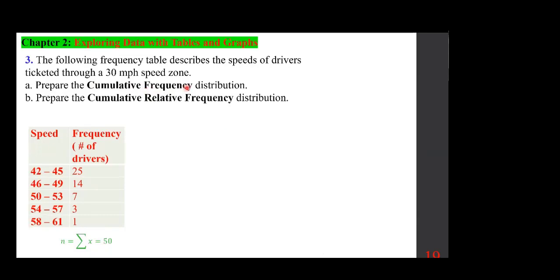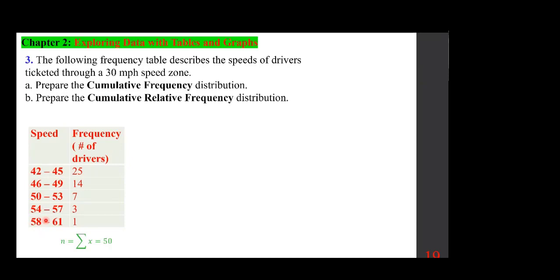Therefore, the first class remains unchanged. 42 to 45 is 25. But what happens is that all the lower limits, this is one way, and this is probably the best way, all the lower limits will change to the lower limit of the first class. So I'm going to change this to 42, 42, all of them are 42. So when that happens, the first frequency remains unchanged, but this one is 42 to 49, so we add up these two. This one is 42 to 53, we add up those three, and here's how we write the cumulative.